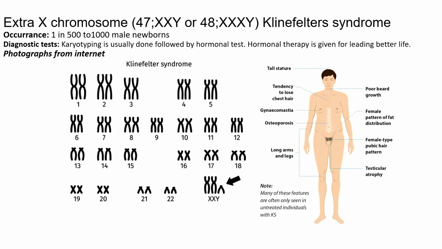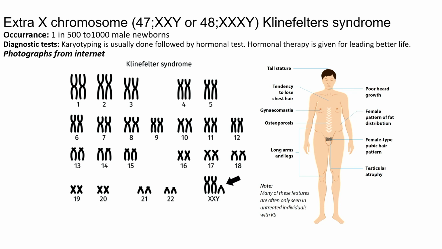The other example is an extra X chromosome. One can write it as 47 because of one extra chromosome, and then which chromosome is extra? Normally a male has XY. Here it is XXY. That means one additional X chromosome. There can also be an individual with 48 chromosomes and 2 extra X chromosomes. This syndrome is known as Klinefelter syndrome. When we call it a syndrome, not a disease, that means there are different features. They all are together, and that makes the syndrome.